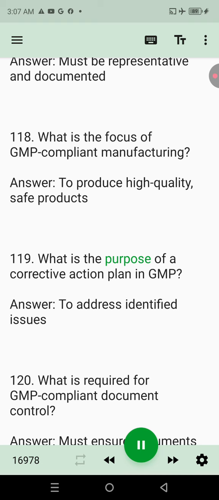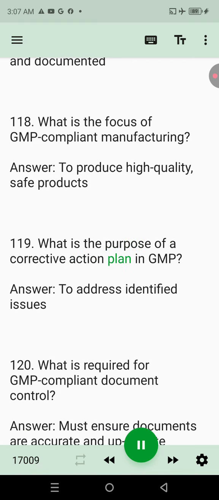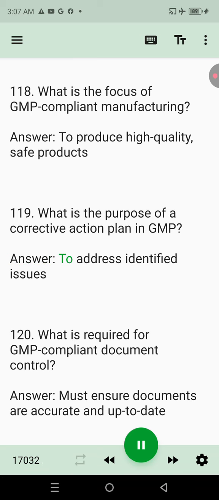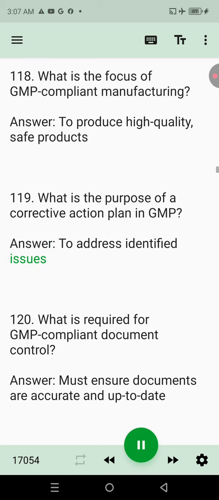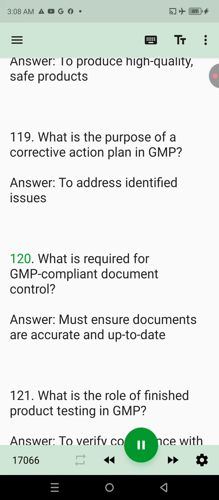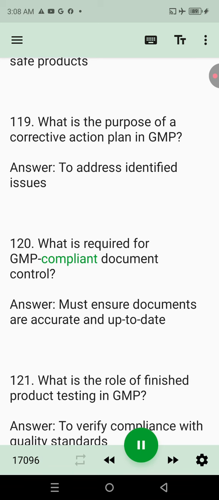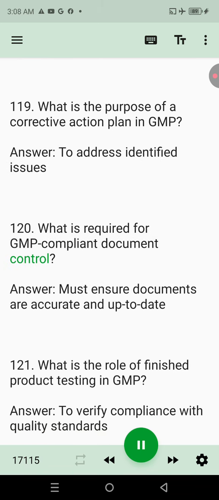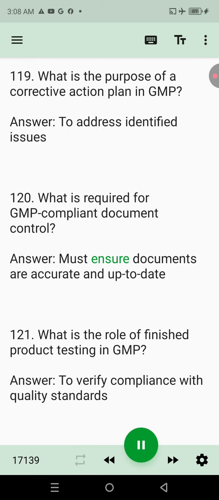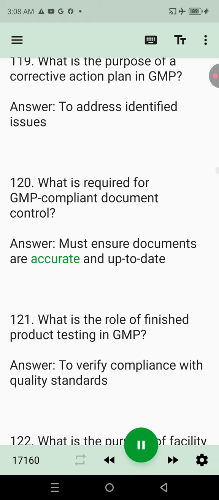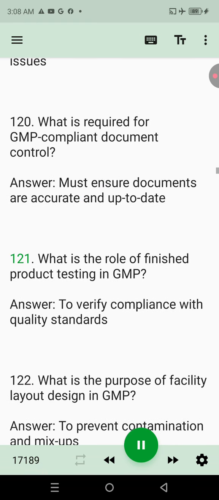119. What is the purpose of a corrective action plan in GMP? Answer: to address identified issues. 120. What is required for GMP-compliant document control? Answer: must ensure documents are accurate and up-to-date.